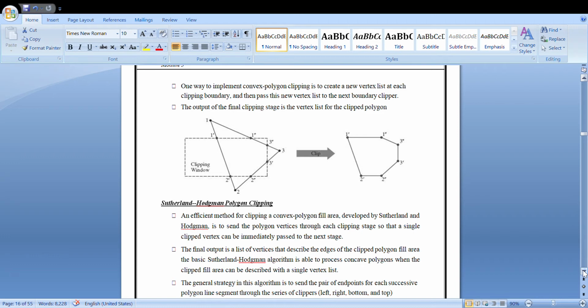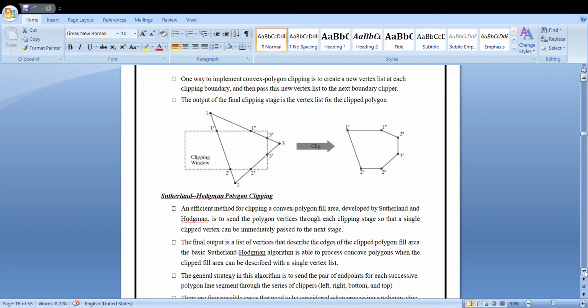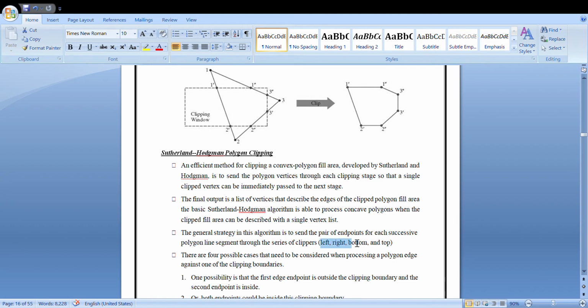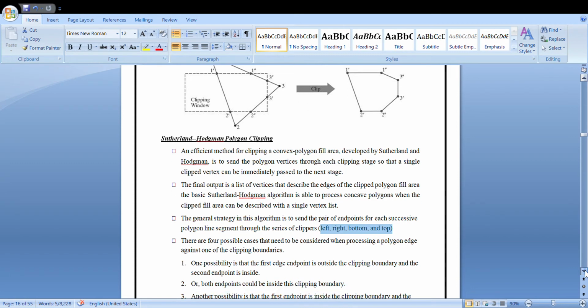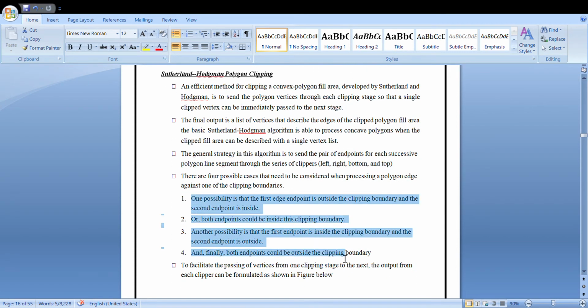Again, as I told you, this works stage by stage, and it performs the clipping of the vertices, and then passes the clipped vertices as input to the next stage, and a final vertex list will be prepared of the vertices which have to be displayed. We call these the clippers, that is the left clipper, right, bottom, and the top clipper. There are four possible cases which have been discussed here. We'll see one by one what these cases are.